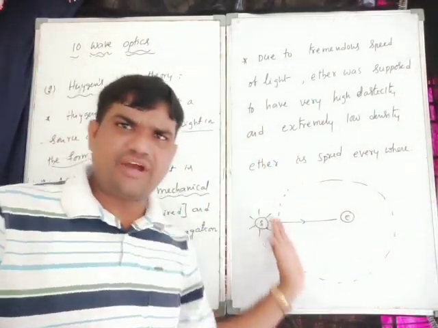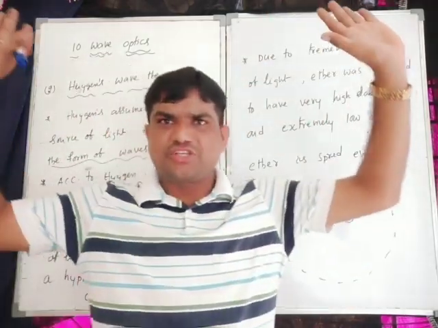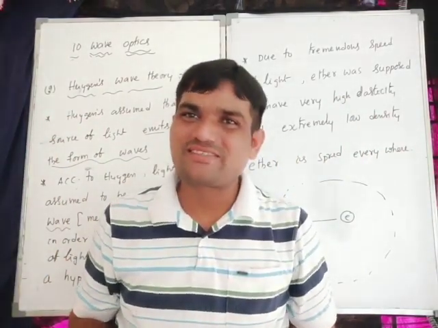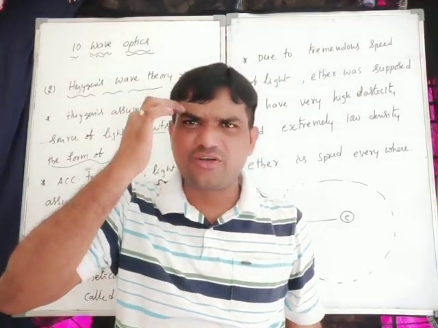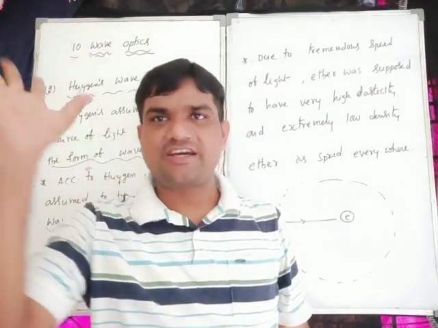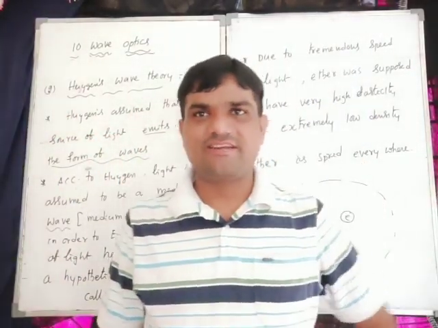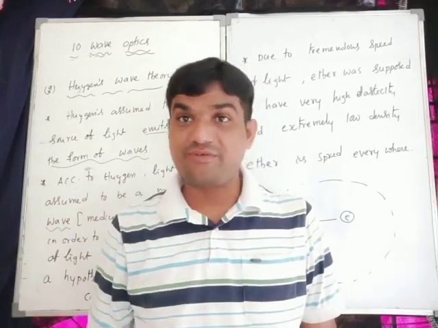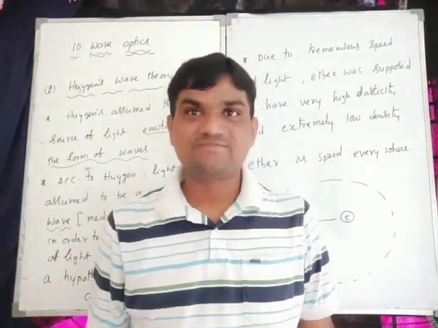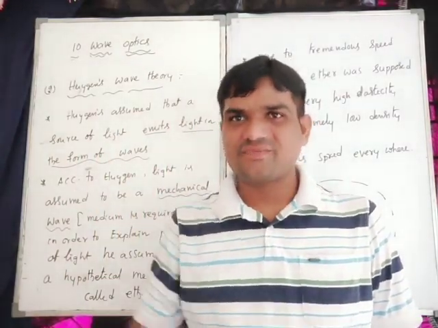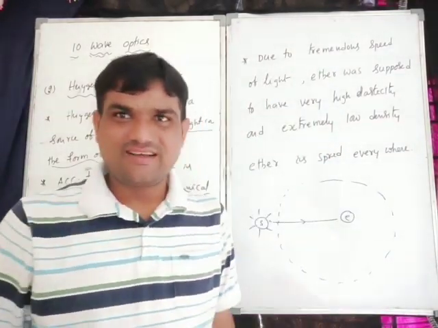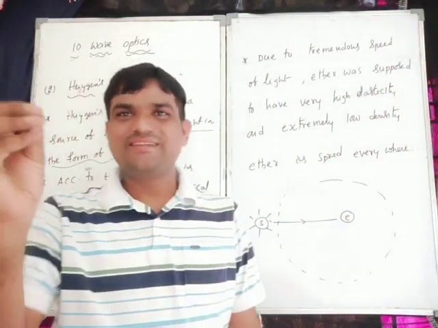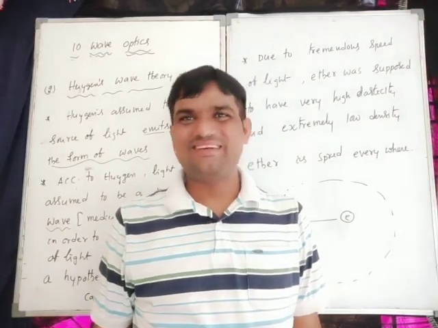The total universe is spread with ether. Why? Because for a mechanical wave, what is required? A medium is required. So he assumed that one medium will be there. That medium's name is ether. This ether is spread throughout the universe, and it has a special property: high elasticity as well as low density. So light can propagate through that medium. Like that he assumed.